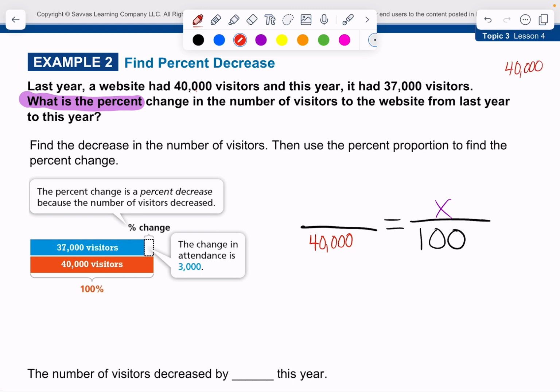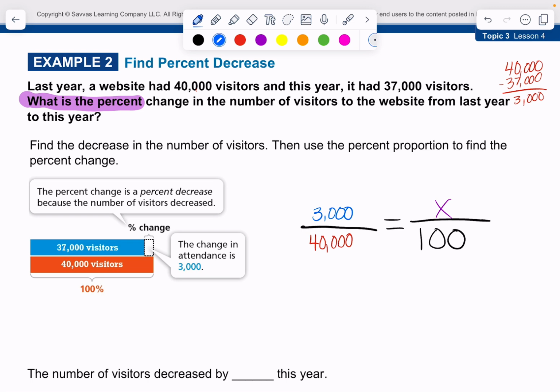Some of you might be able to do that in your head, but our amount of change then is 3,000. And so that becomes our numerator here. From here, again, there are a variety of ways to solve the proportion. You can use your cross product method.